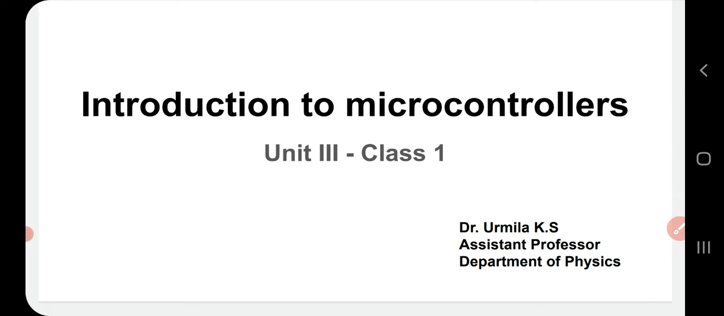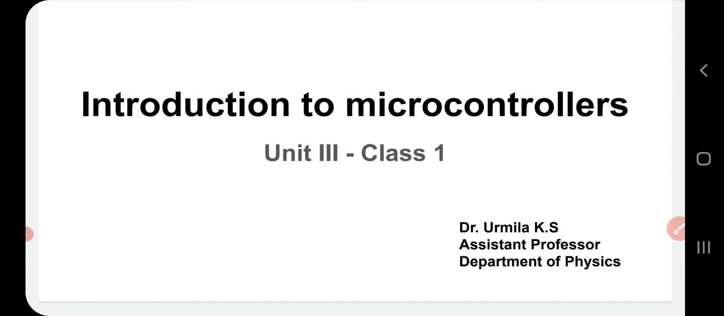Now, this is actually unit 3 of your paper, Microelectronics and Semiconductor Devices. That is the name of the paper. In that paper, I will be teaching you the third unit, which is about microcontrollers. The first topic in that syllabus is Introduction to Microcontrollers and Embedded Systems.